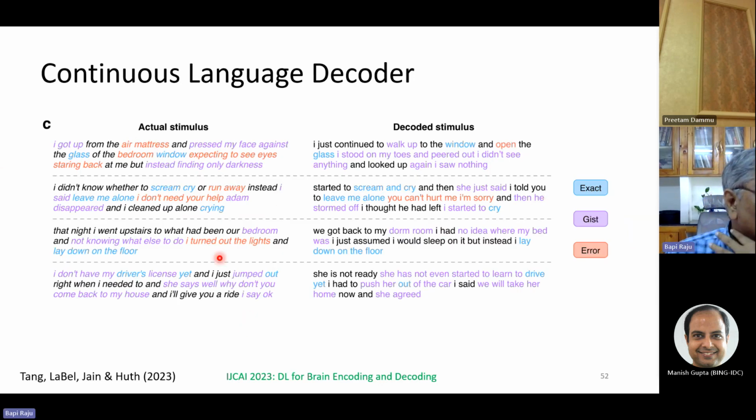These are some of the results. These are actual stimulus sequences, and these are decoded stimuli. What is shown, this color code, is these are exact predictions. Some of them are exact predictions. Some of them have a gist.